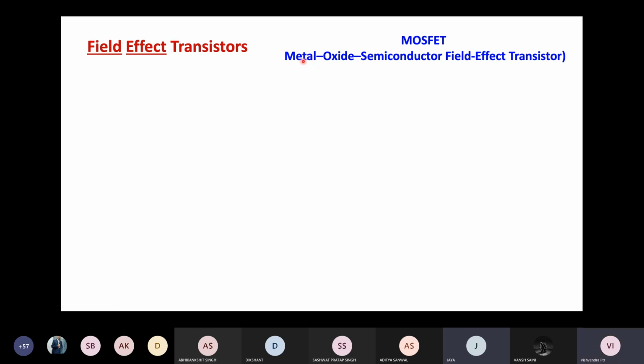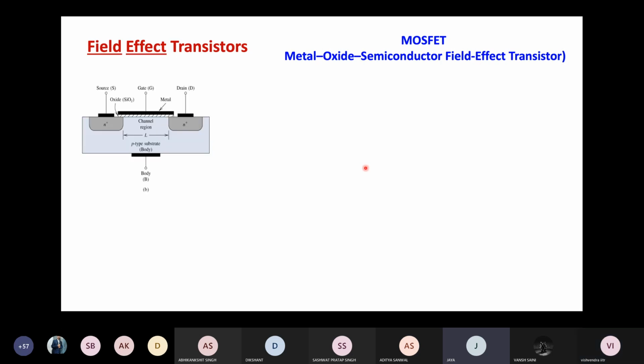In the name of the MOSFET, metal oxide semiconductor sort of tells the material out of which it is made, and field effect tells us about its physical mechanism. Anybody knows why field effect is there? You can make a guess as well if you want.